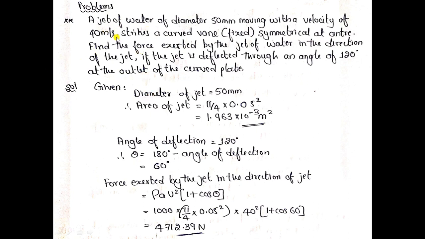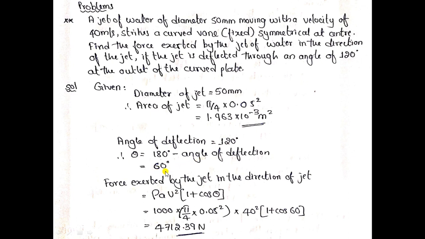So, here if you just go through the problem, diameter of the jet is given, which is 50 mm. Using the diameter we can find the area, which is pi by 4 d square. Using the formula pi by 4 d square, we can find the area of jet. Now, angle of deflection is given, angle of deflection is 120. Therefore, theta will be equal to 180 minus angle of deflection, it is 60 degrees.